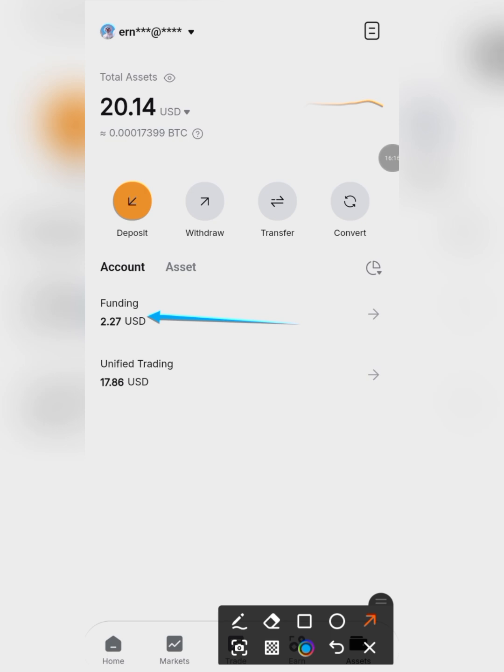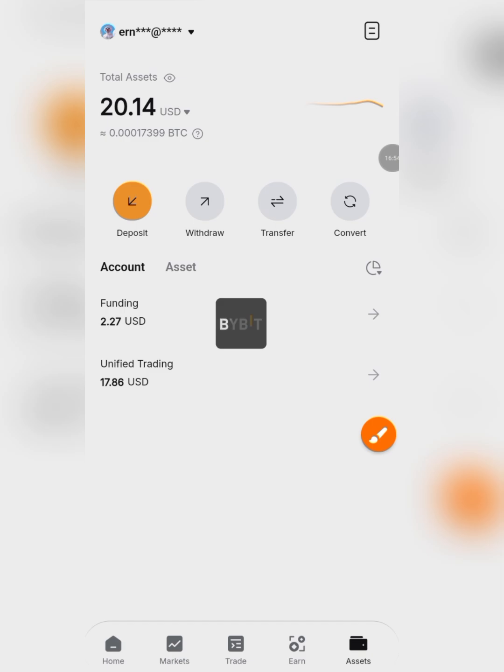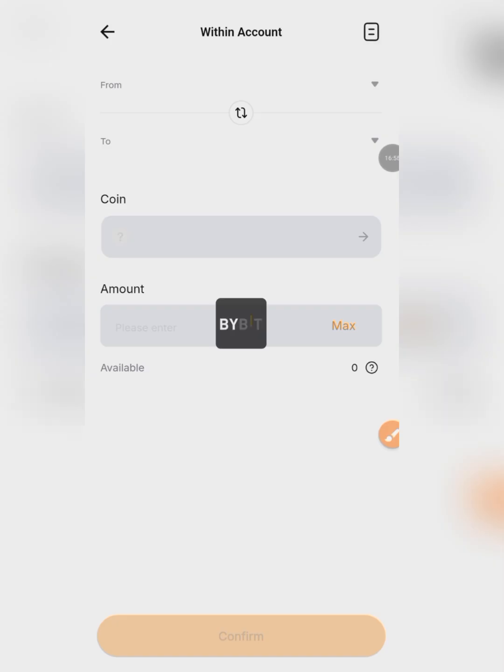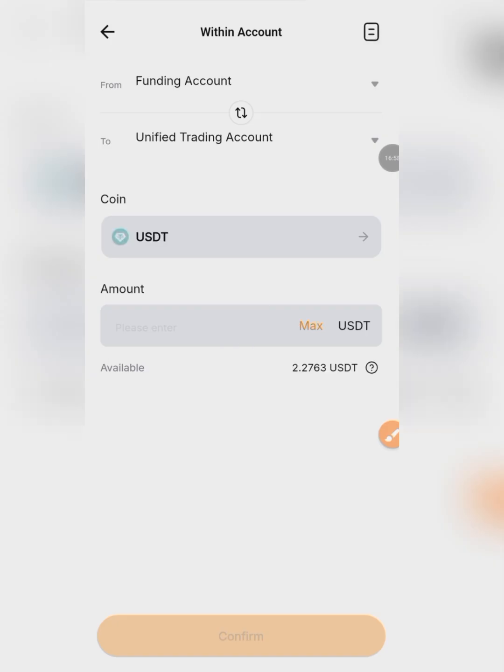Now, your unified trading account is an account where you are to transfer the money you want to use for trading. Let me assume you want to trade now. Before you can trade, you must first of all transfer your money using this transfer button here. How does that happen? Let me click on the transfer. Now, you see what happened. So it is telling me that I want to transfer money from funding account to my unified trading account.